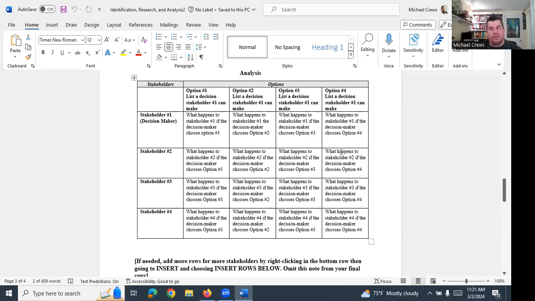Okay. And then what you do in here, you just write out how each person is affected by this decision. So this line across is how is the decision maker affected by this decision? How is this person affected by this decision? And so on and so forth. What you want to use there is the context clues from the case and what we know about these individuals and what they've expressed that they want.